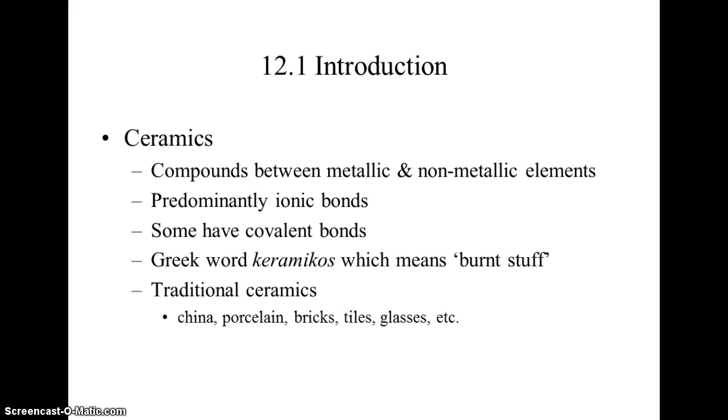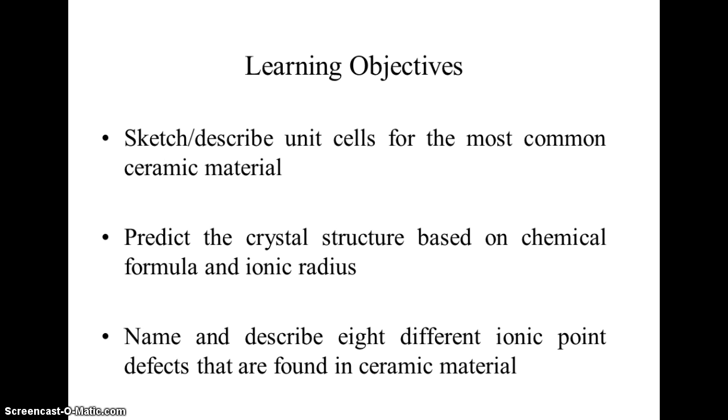your own research. So for this module, we'd like to be able to describe the unit cells for the most common ceramic material. We'd like to be able to predict the crystal structure of ceramic materials based on knowledge of the chemical formula and the ionic radius. We hope that you will be able to name and describe 8 different ionic point defects, describe being the key word, that are found in ceramic materials.